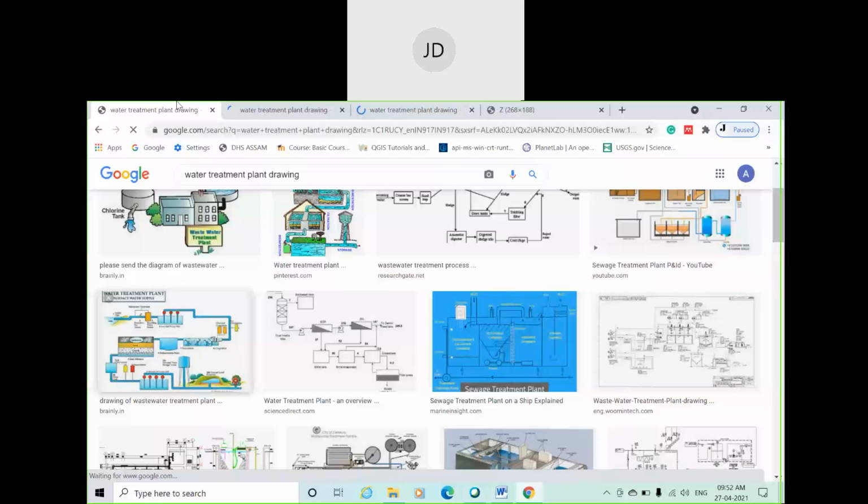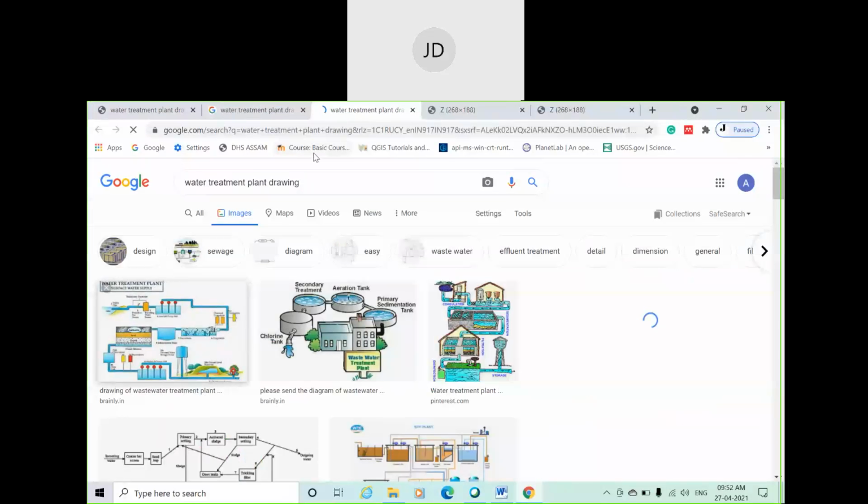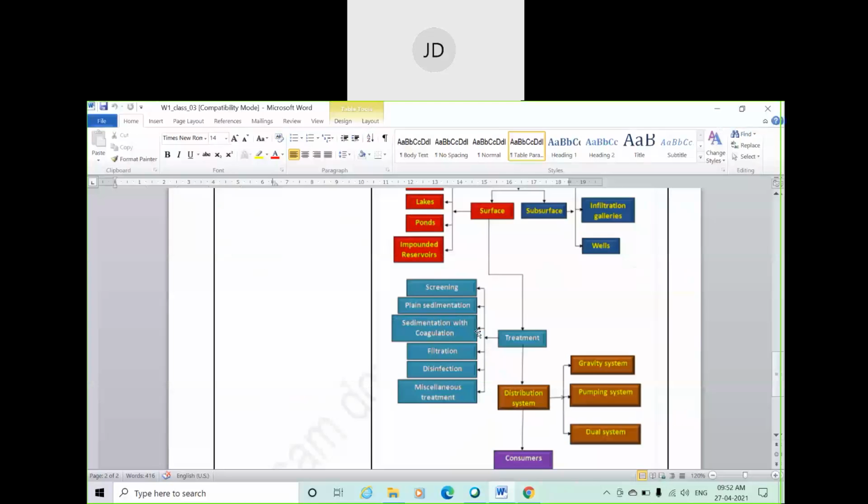Let me check. Okay, the drawing is not coming, so you have to go through here only. The aeration part is missing here. That's why I'm telling you that part.